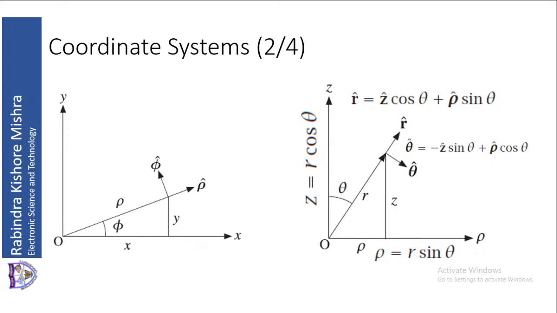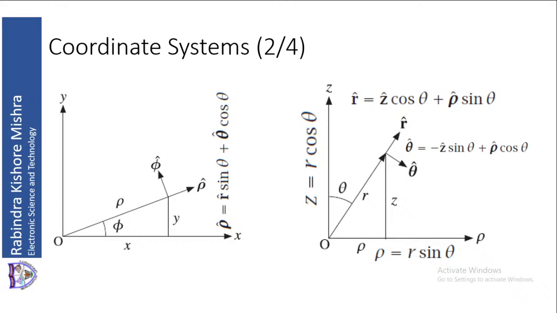Then if you want to find out what theta cap is, just look at this figure. This figure gives you theta cap is equal to minus z cap sin theta plus rho cap cos theta. Why is it minus z cap sin theta? Just look at the figure. Theta is in the opposite direction of z. So z moves from the origin in the upward direction, whereas theta moves from the upward direction towards rho. Therefore, that is minus z cap sin theta plus rho cap cos theta. That happens automatically.